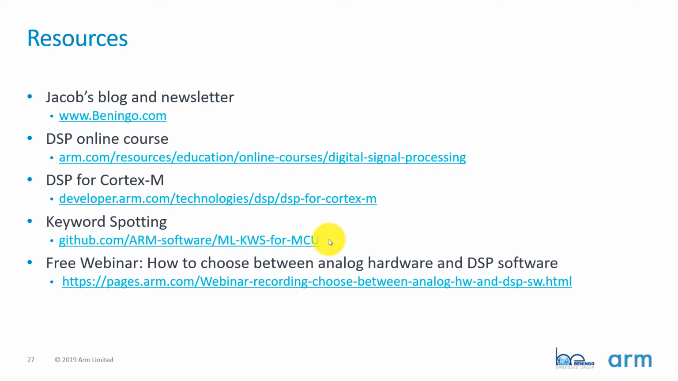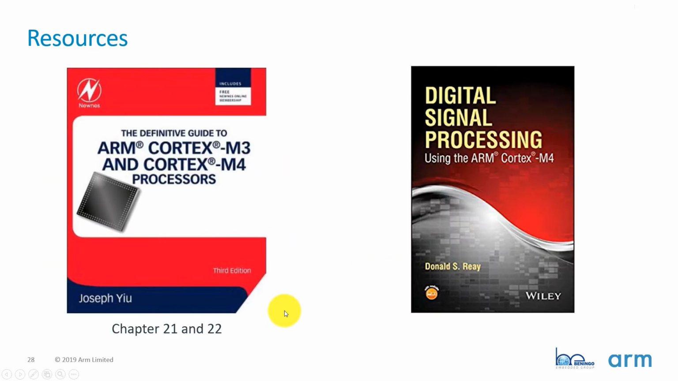And if you missed the last webinar I did on how to choose between analog hardware and DSP software, you may want to go back to that webinar. You can find the link right here. In it, I talk a little bit more about the benefits of digital signal processing, the differences between a microcontroller-based solution with DSP extensions versus a full-on digital signal processor, and cover a little bit more of the fundamentals. If that's something you're interested in, I highly recommend you check that out as well.